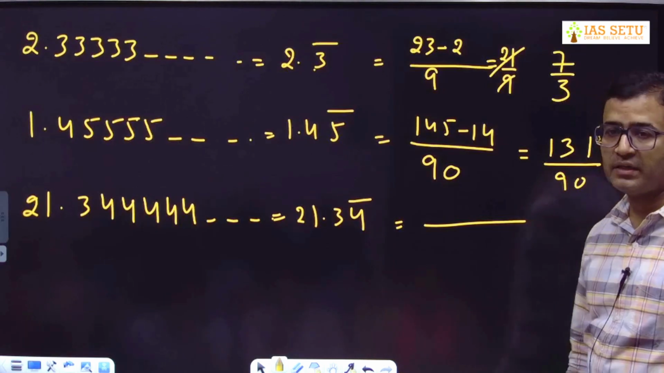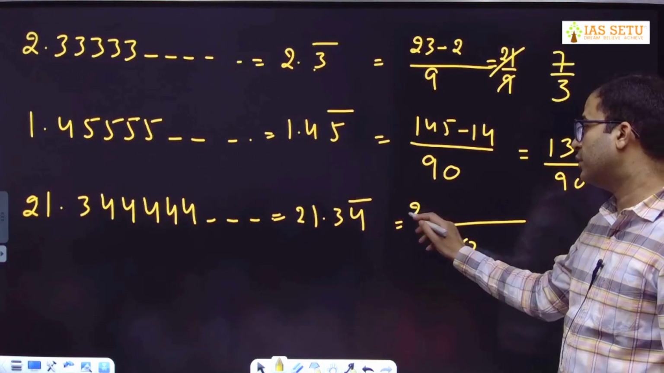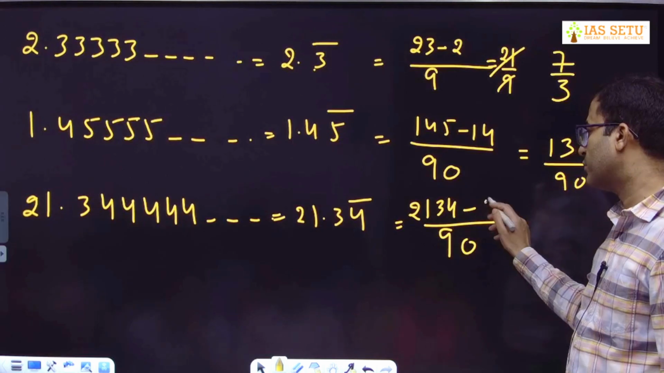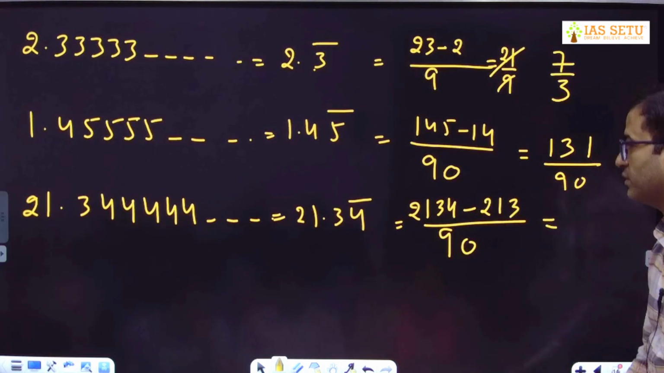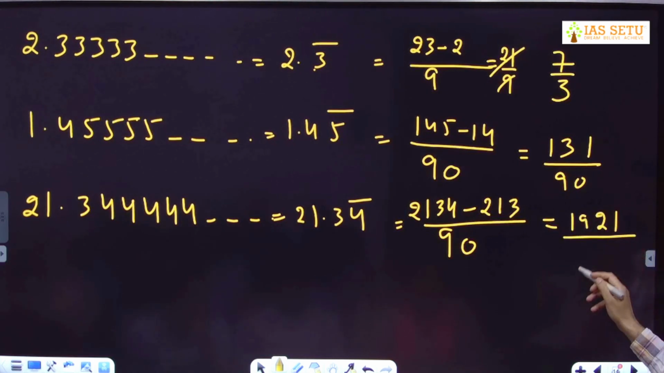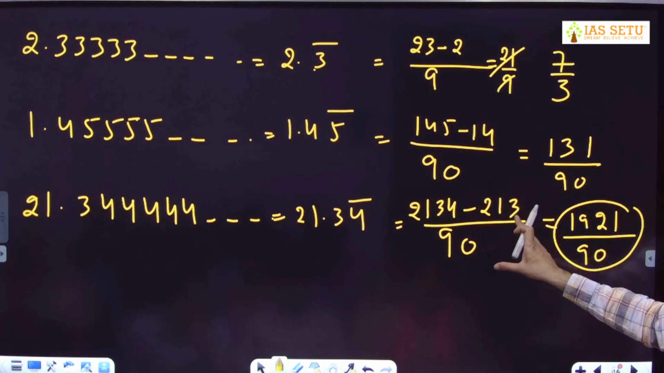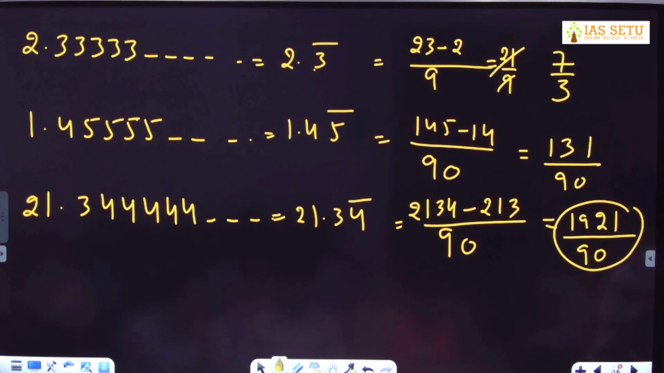Here how many 9s? 1. How many 0s? 1. Numerator 2134 minus 213. 4 minus 3, 1. 3 minus 1, 2. 1921 upon 90. If you can simplify, okay. All of you got this answer? Now here I take one more question, then I tell you the language. You can try that language in type 1 question, type 2, type 3.